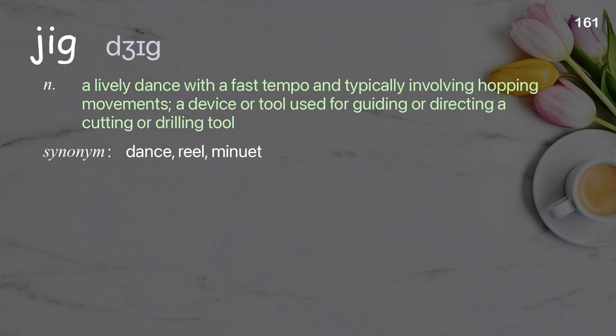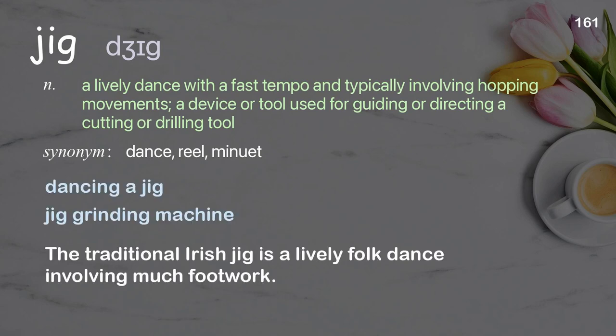Jig. A lively dance with a fast tempo and typically involving hopping movements. A device or tool used for guiding or directing a cutting or drilling tool. Examples: dancing a jig, jig grinding machine. The traditional Irish jig is a lively folk dance involving much footwork.